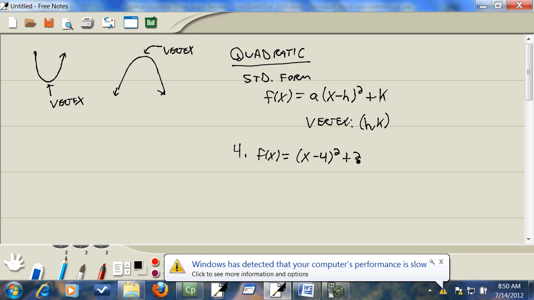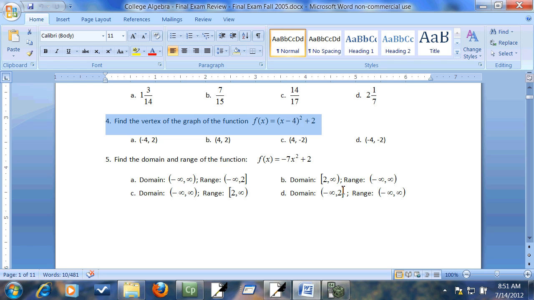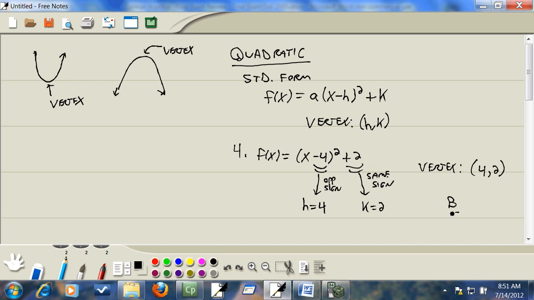And then we have plus or minus a number at the end. Well, this right here is going to be our h, and it's going to be the opposite sign. This right here is going to be our k, and it's going to be the same sign. Now that we've identified the h and k, our vertex is going to be (h, k). So it'll be (4, 2). So (4, 2) would be B, as in Bill.